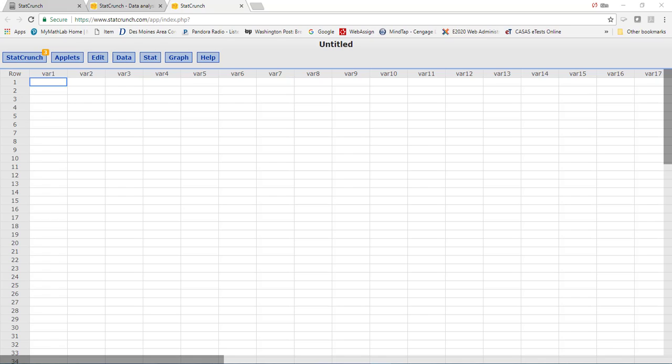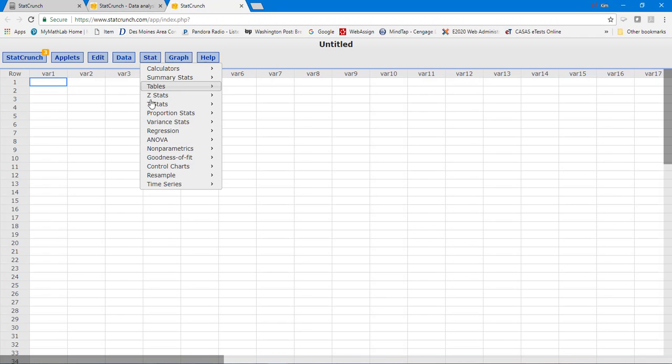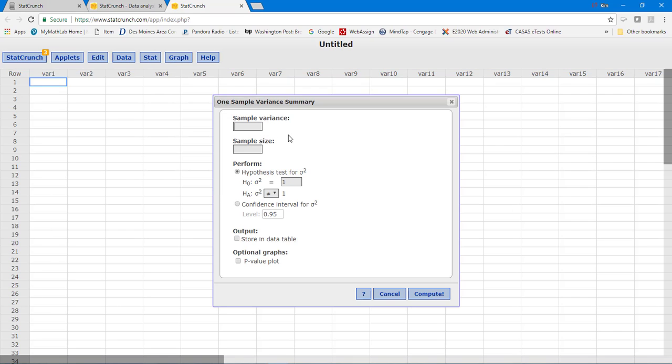So let's test that. What we're going to do in StatCrunch is go Stat, Variance Statistics, One Sample with Summary. Now the thing you need to be careful of with StatCrunch is we are using variance. So when you're given standard deviation, you have to square it. So remember, the sample standard deviation of the statistics professors was 7.2. We need to square that, and that is 51.84.